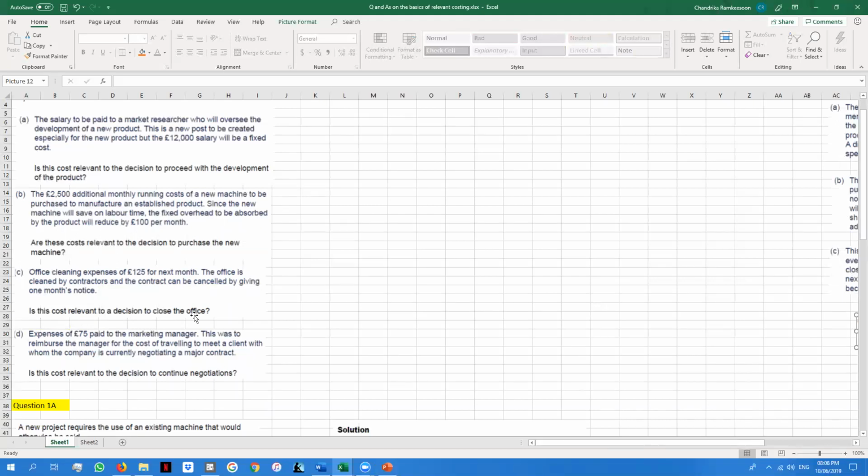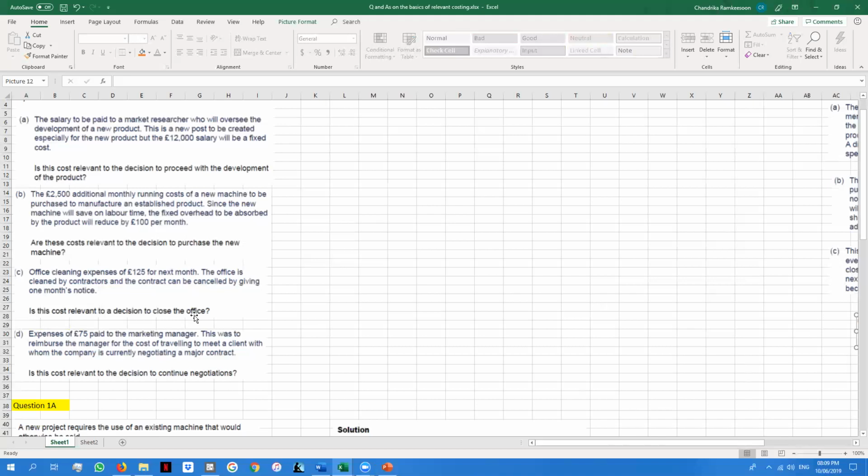Now, you're thinking to yourself, let me look for my three criteria. Is it a future cash flow? The answer is yes. It hasn't been paid as yet. The cleaning expenses are $125 for next month, so it is a cash flow. Now follow me on this, because it's a pretty good example as to why the three conditions must be present for it to be relevant. One condition is satisfied: it is a cash flow, because it will be incurred. It hasn't been paid as yet.